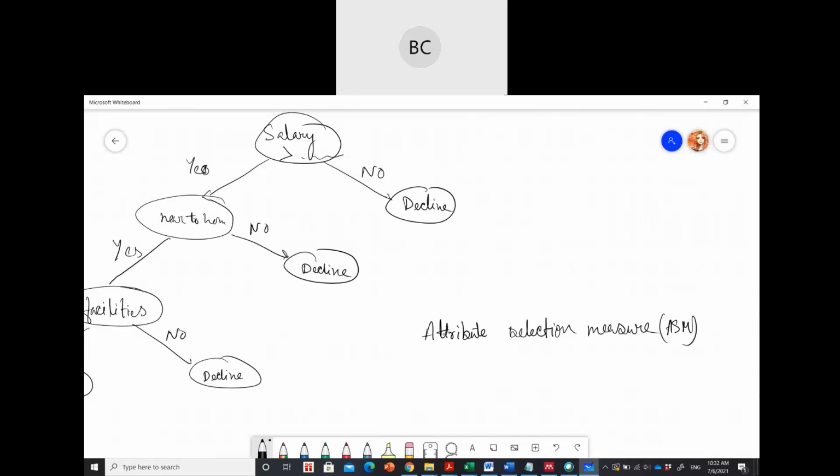Okay, because in some cases you may be confused which one to put as a root node. So there are some techniques to help you to select the best attribute for the root node. So one is the information gain. One is the Gini index.